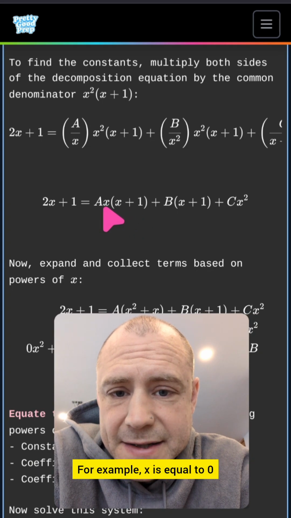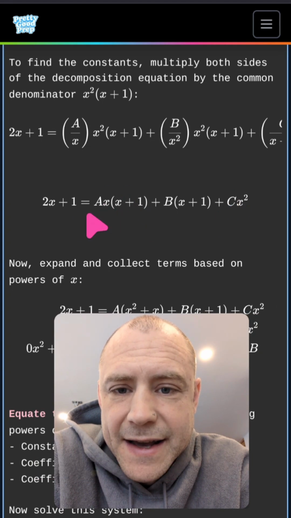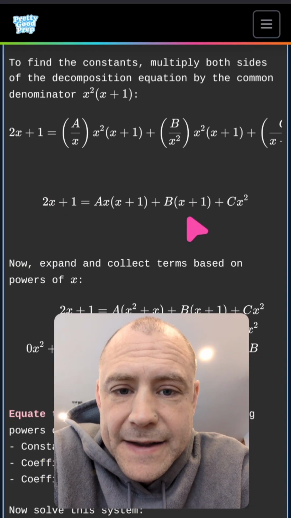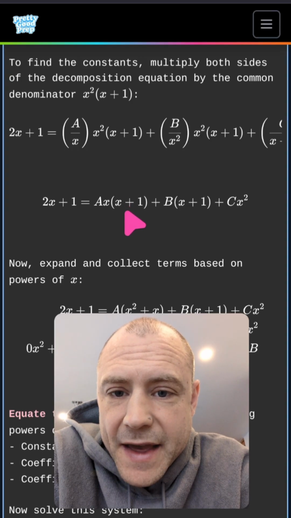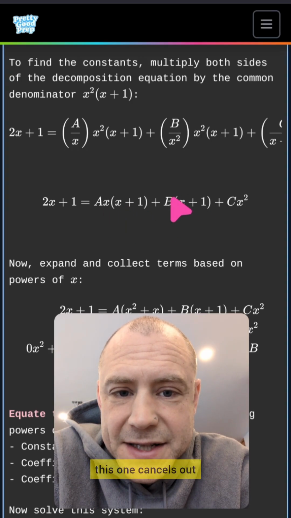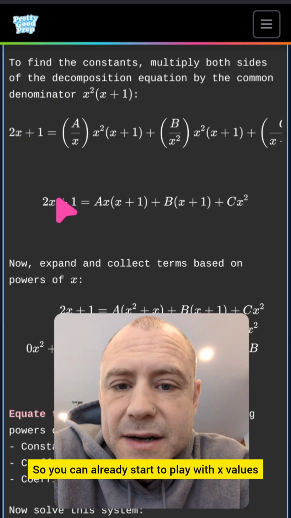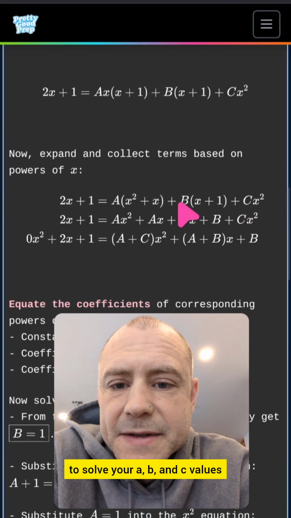For example, x is equal to 0. That's going to cancel out this one entirely, this one entirely. This one, it's going to leave us right away with B is equal to 1. So that's great. We can try x equals negative 1. And then this one cancels out, this one cancels out. We got some algebra here and here to do, right? So you can already start to play with x values to solve for your A, B, and C values.